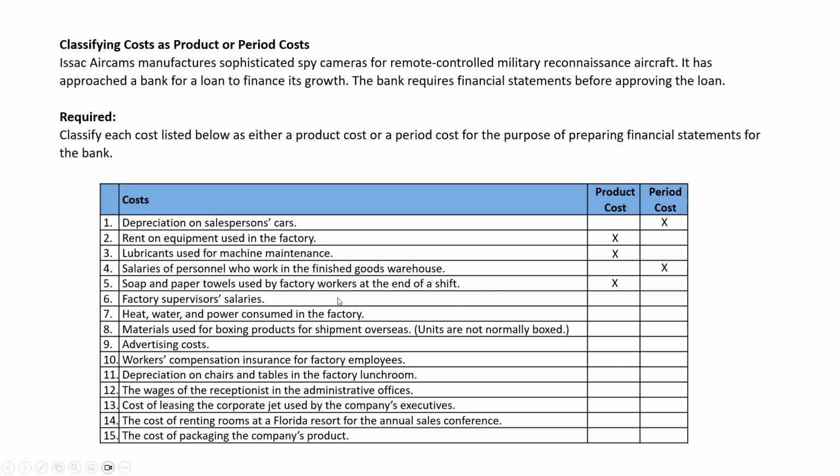Another example is factory supervisor salaries. Again, factory or production related, so it's a product or manufacturing cost. It's not the workers themselves, so it's not direct labor. Instead, it's manufacturing overhead and indirect labor costs, just part of supporting the manufacturing process. Heat, water, and power consumed in the factory. Again, manufacturing related, so a product cost, and that's going to be another example of manufacturing overhead and indirect costs supporting that manufacturing process. Let's look at number 8.